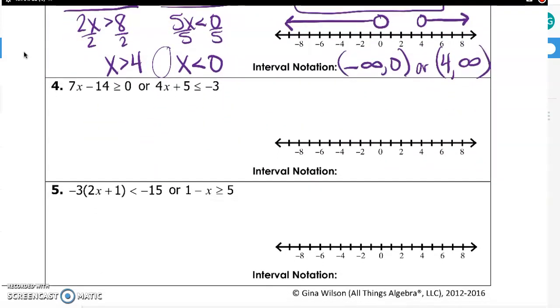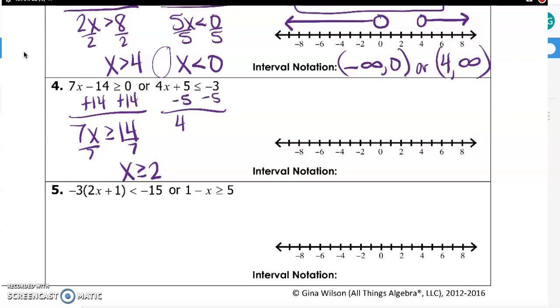Number 4, you would add 14 to both sides. 7x is greater than or equal to 14. Divide by 7, x is greater than or equal to 2. For our other one, we subtract 5. 4x is less than or equal to negative 8.